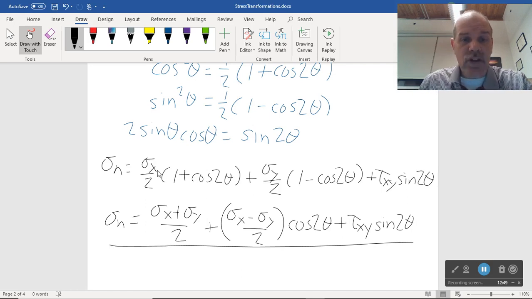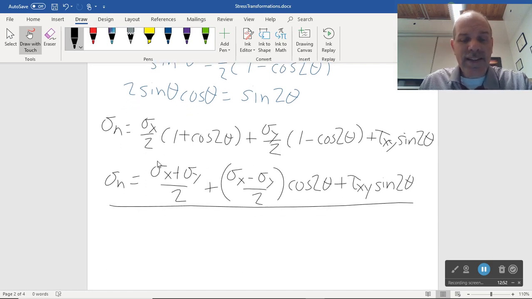It's not a bad equation, really. So that's sigma n. That's the axial stress in the n direction.